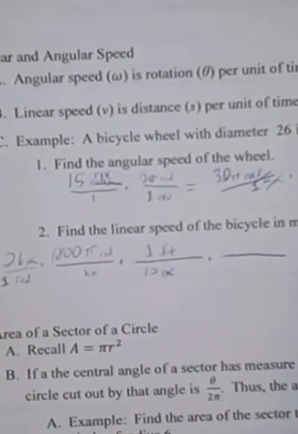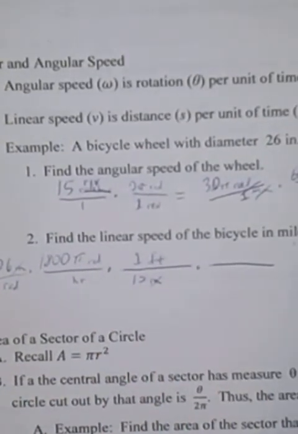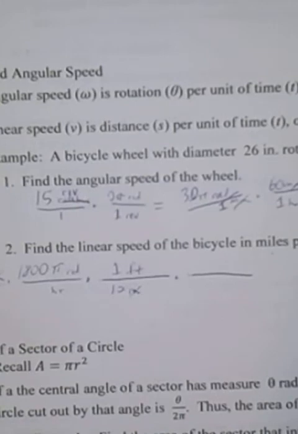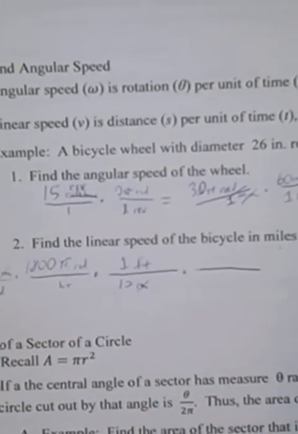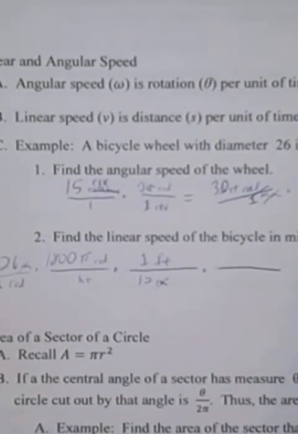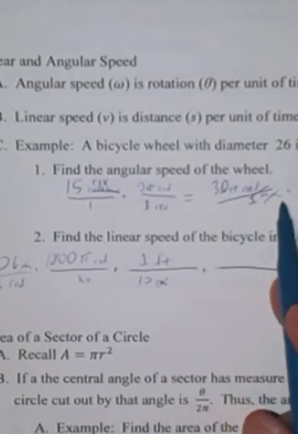So we got the angular speed, and usually we would leave it in radians per minute. But I think on a quiz or a test, you'll probably be told. If not, you have a choice, and I wouldn't go beyond what I have to do. So I would leave it at 30 pi radians per minute.